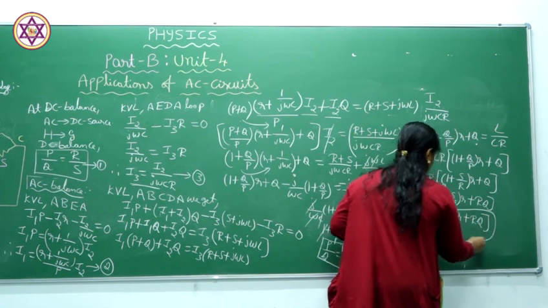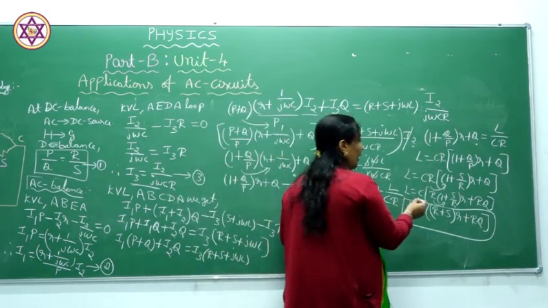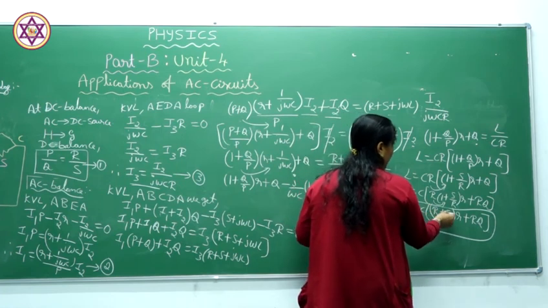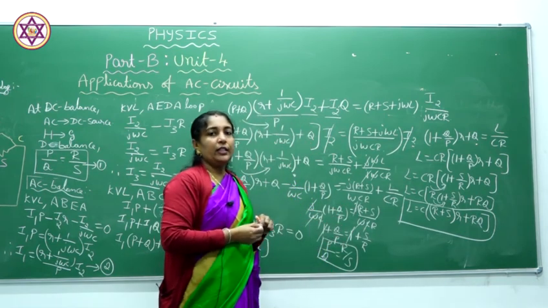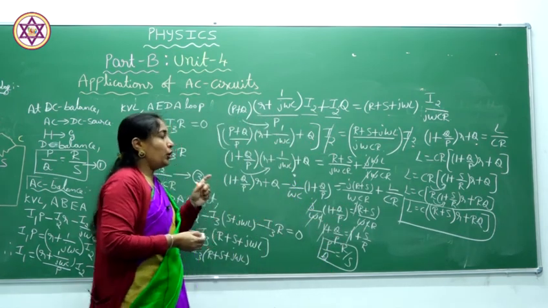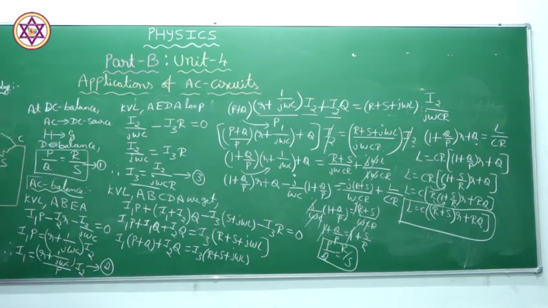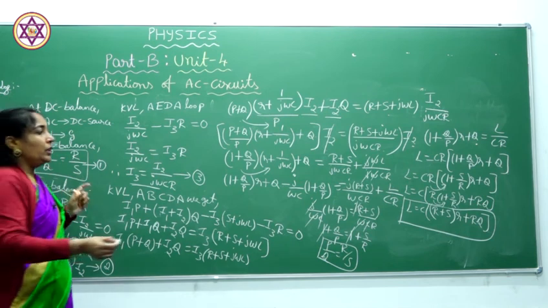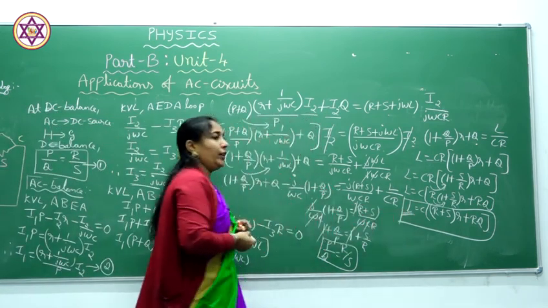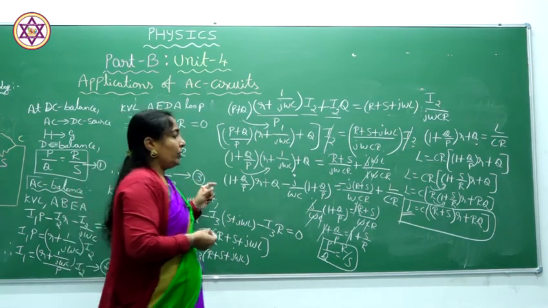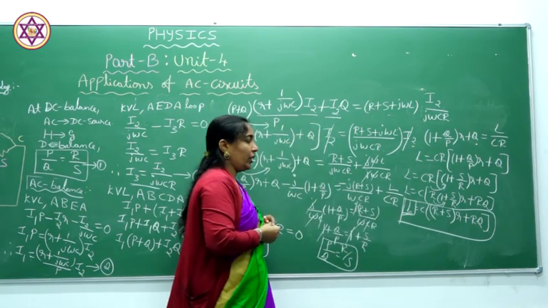This gives the expression for the self-inductance of the coil. If we know the value of capacitance, resistance, R, S, Q, small r, now we easily calculate the self-inductance of the coil. So, the Anderson bridge is a very accurate bridge. It is used to determine the value of the self-inductance of the coil. So, Anderson bridge is used to determine the self-inductance of the coil.